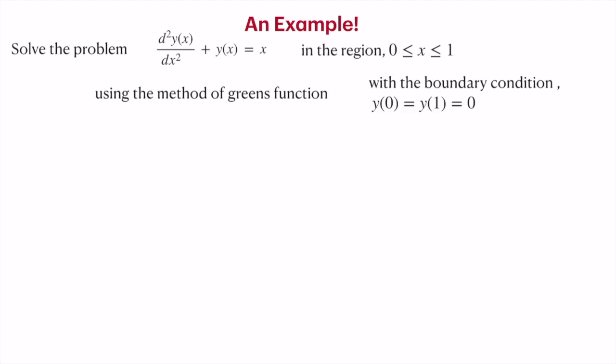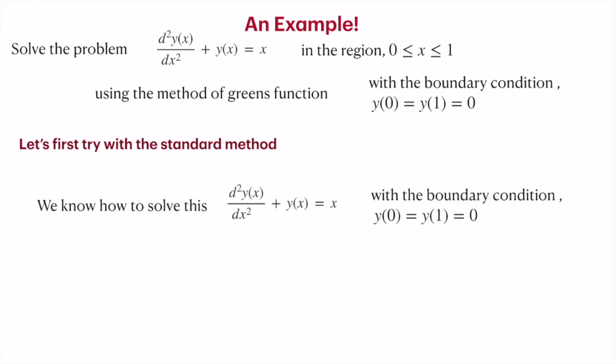This is as if you have a string attached at x is equal to 0 and at x is equal to 1, and the condition is that you have to solve it using the method of Green's function. Of course, if the last line is not given, if you are simply asked to solve this problem, then you could exploit the loophole in the question and solve it using the standard method, which you all very well know. Then you simply have to find the general solution to the homogeneous part and the particular solution to the part with the source term.